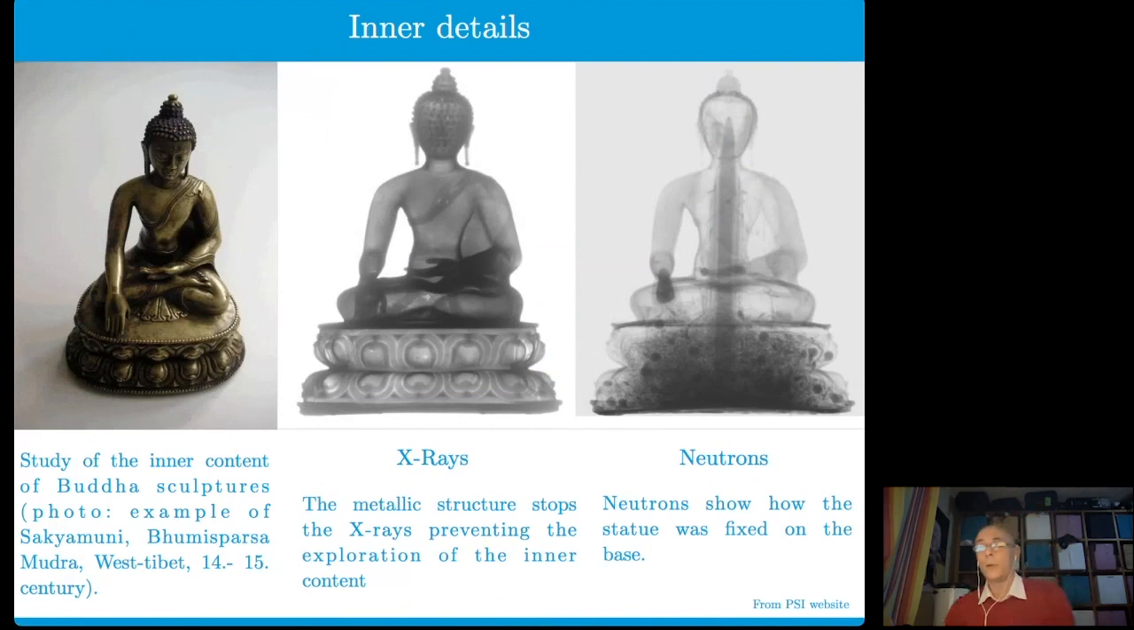This is another example, where we have a statue of Buddha that was found during some archaeological excavation, and the metallic structure was shielding X-rays. So the researchers here were interested in the inner structure of the object, and it was not possible to see inside with X-rays, while with neutrons it's clear how the object is made.